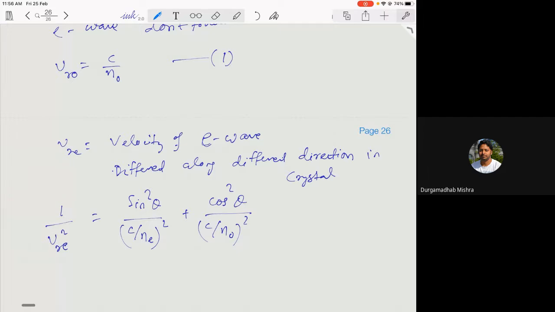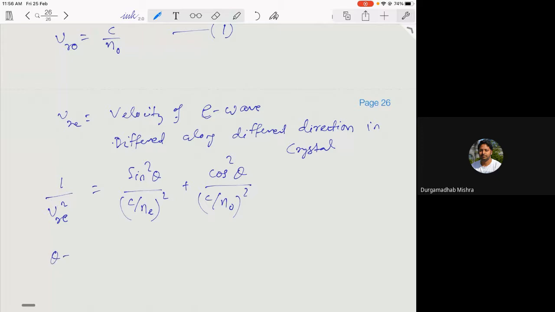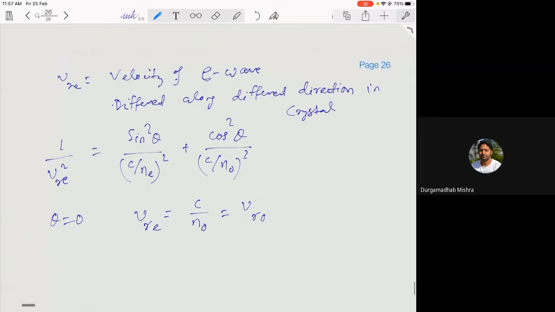n_e and n_o are the corresponding refractive indices, and they are different. So n_e is different and n_o is also different. They are not the same. Now, if theta is equal to 0, what is the case there? Theta is 0, so the first term is 0, and in the second term v_e will be equal to c by n_o, which is equal to v_o. That means along a certain axis, it is possible that both the extraordinary wave and the ordinary wave have the same velocity, and that direction is known as the optic axis of the crystal.